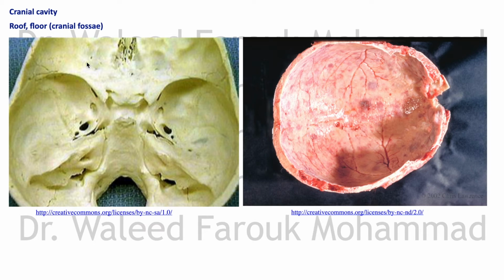The anterior cranial fossa accommodates the frontal lobe of the brain, and the middle cranial fossa accommodates the temporal lobes of the brain, temporal lobe this side and this side. So the posterior cranial fossa accommodates what? Don't fall into this trap. Don't say occipital lobe of the brain. No. It accommodates the cerebellum. So the anterior cranial fossa accommodates the frontal lobe, the middle cranial fossa accommodates the temporal lobe, and the posterior cranial fossa accommodates the cerebellum.